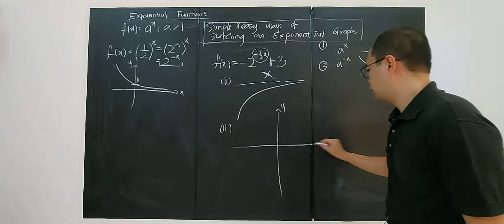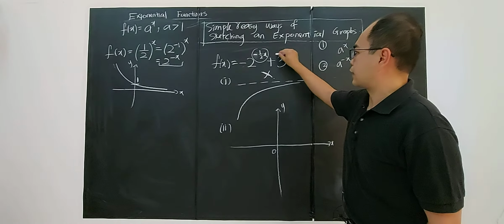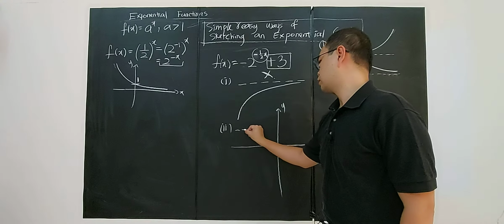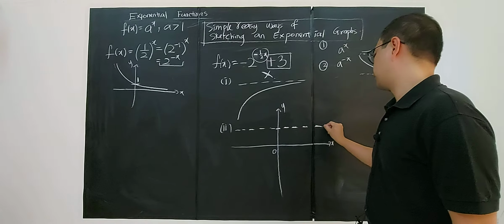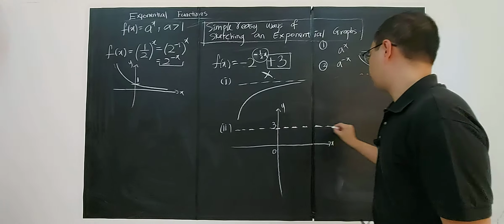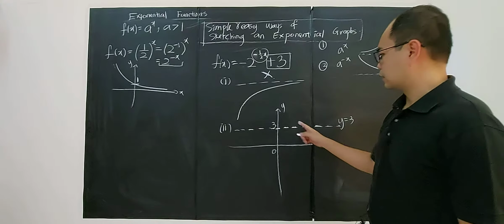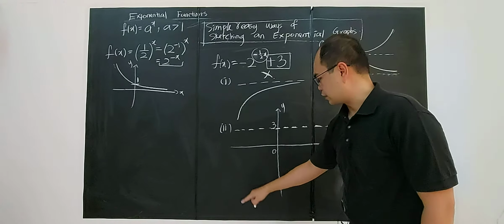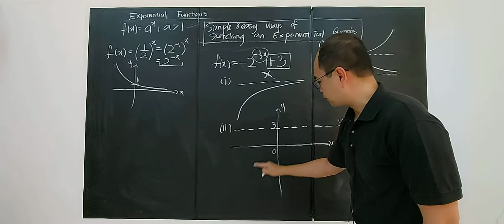Sketch the graph by locating the horizontal asymptote. In the second step, you look at the positive 3 here, right? So you draw a line, y equals 3, above the x-axis. So the graph will be in this shape, right? But you have to find the y-intercept so that you intercept the y-axis correctly.